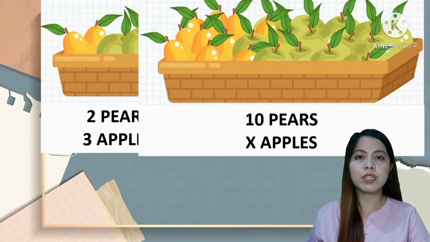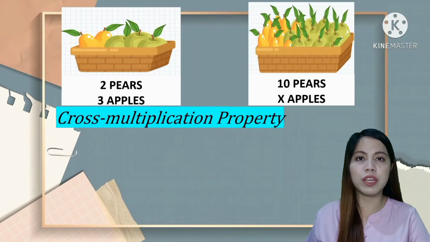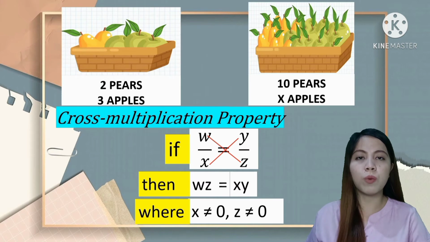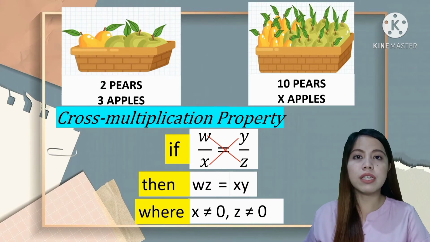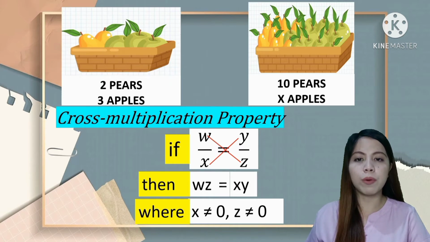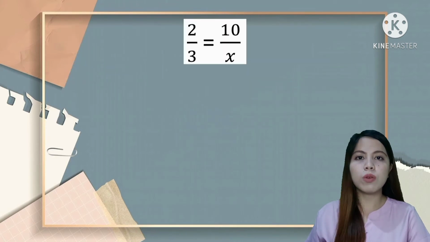Let us try the first property, which is the cross multiplication property. Again, cross multiplication property states that if W over X is equal to Y over Z, then WZ is equal to XY, where X and Z is not equal to 0. Let us solve for the unknown in this one. We have 2 pears over 3 apples equals 10 pears over X apples. So we have 2 over 3 equals 10 over X.